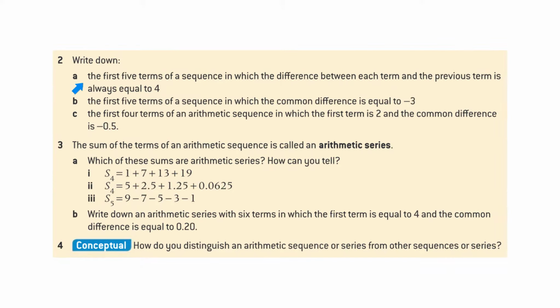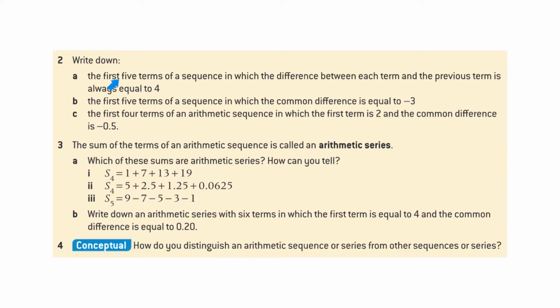2. Write down A, the first 5 terms of a sequence in which the difference between each term and the previous term is always equal to 4. B, the first 5 terms of a sequence in which the common difference is equal to -3. C, the first 4 terms of an arithmetic sequence in which the first term is 2 and the common difference is -0.5. So you can do those 3.